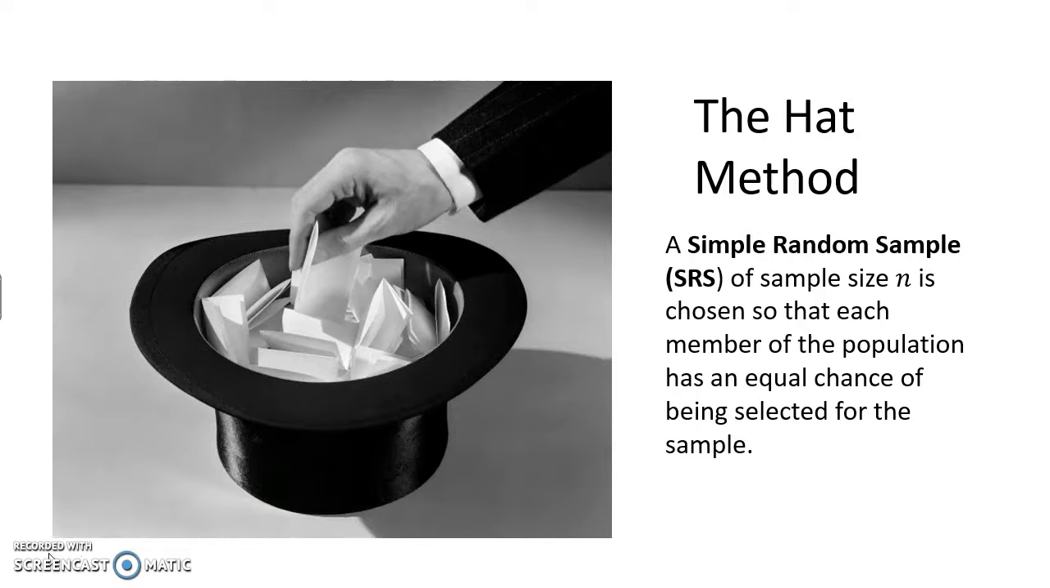In an SRS, every member of the population is equally likely to be selected for the sample. That is key. Every member of the population is equally likely to be selected for the sample. In class, we'll look at how to use technology as an aid to generate a simple random sample.